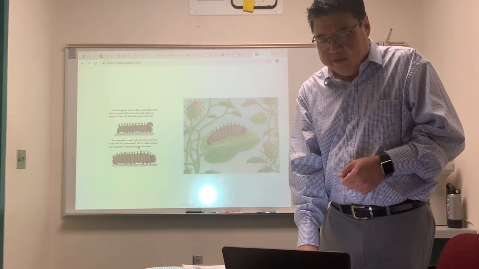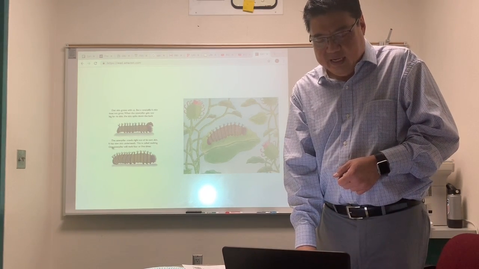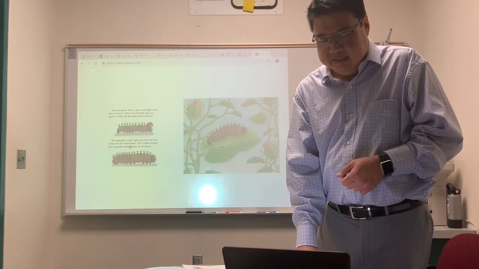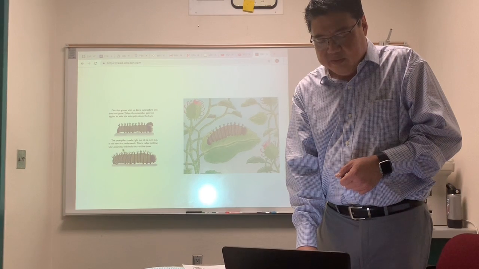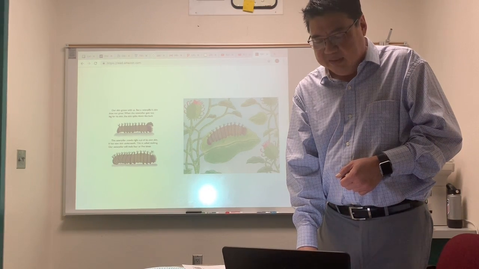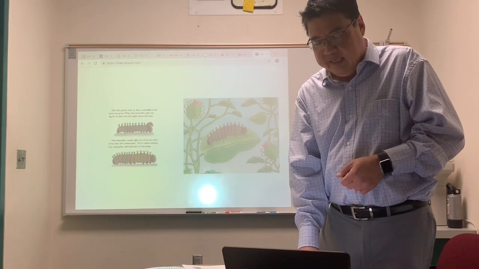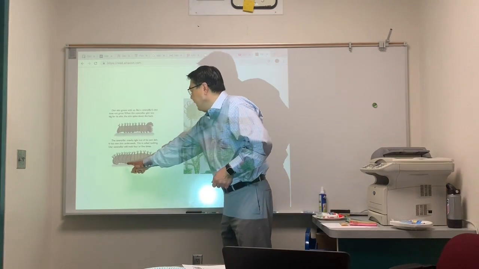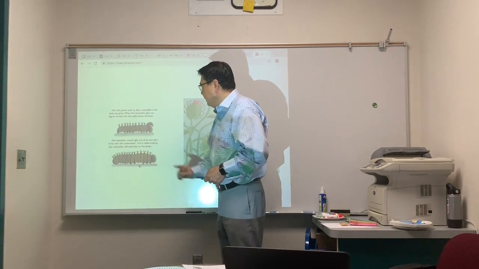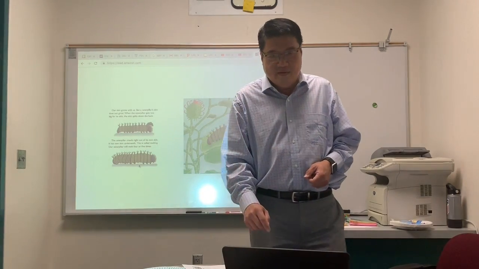The caterpillar crawls right out of its own skin. It has new skin underneath. This is called molting. Our caterpillar will molt 4 or 5 times. So look at this picture. The caterpillar is coming out from its skin, the old skin, new skin. All right?